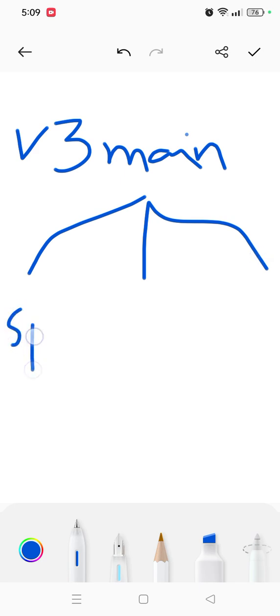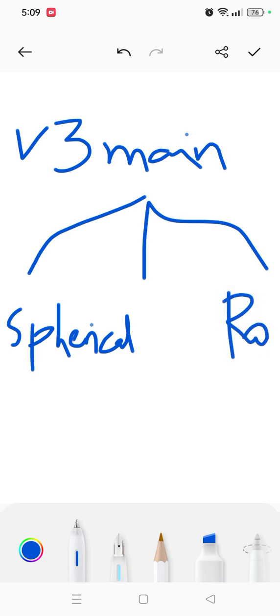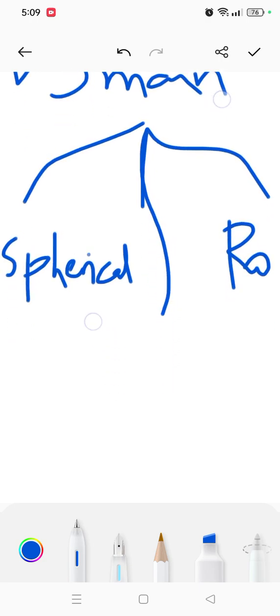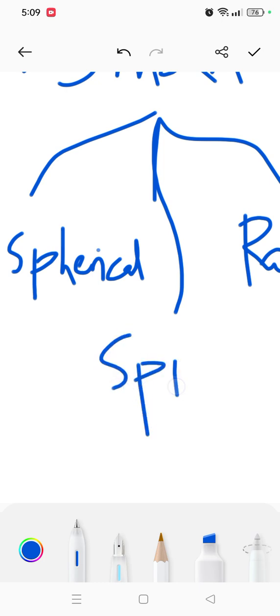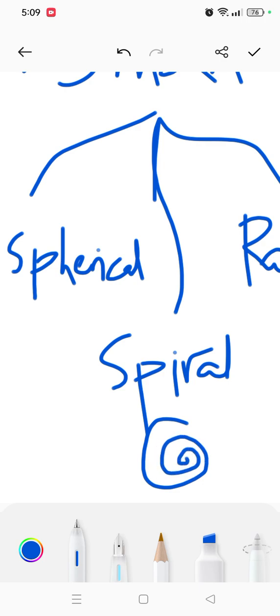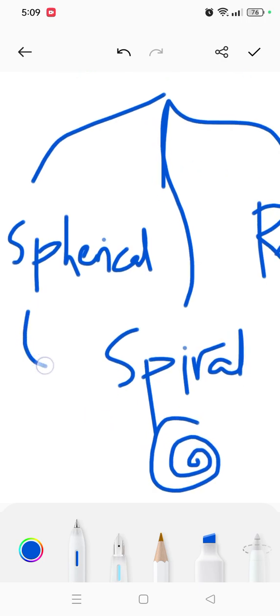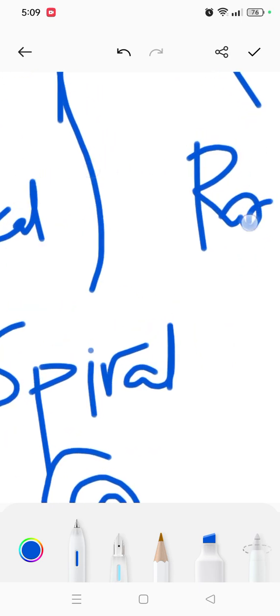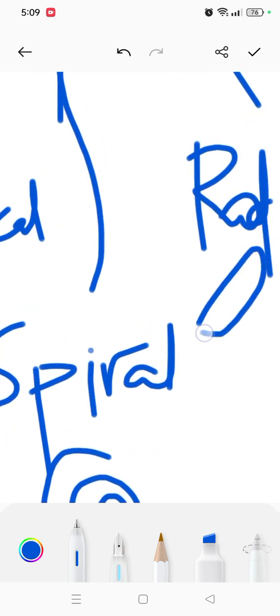One is spherical, second is rod, and the third one is spiral. A spiral shape is round but like an illusion type. Spherical is round, and rod is like this type of shape. If you study the cell structure chapter, you will see mitochondria is called rod-like, or it has a rod-like structure. So rod means the same, right?